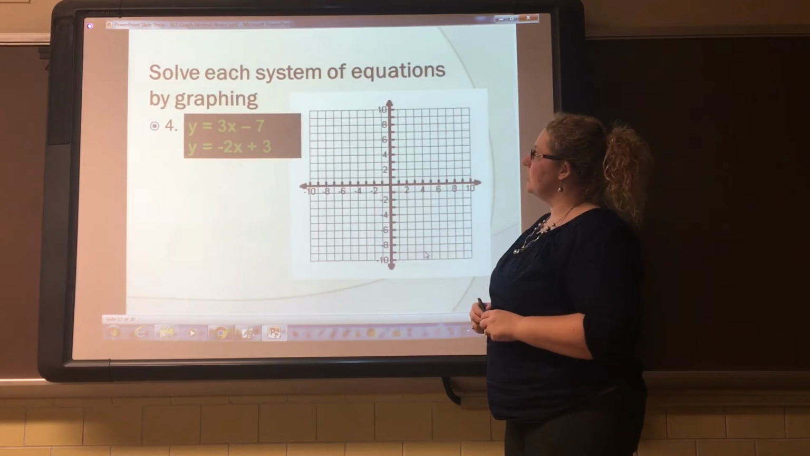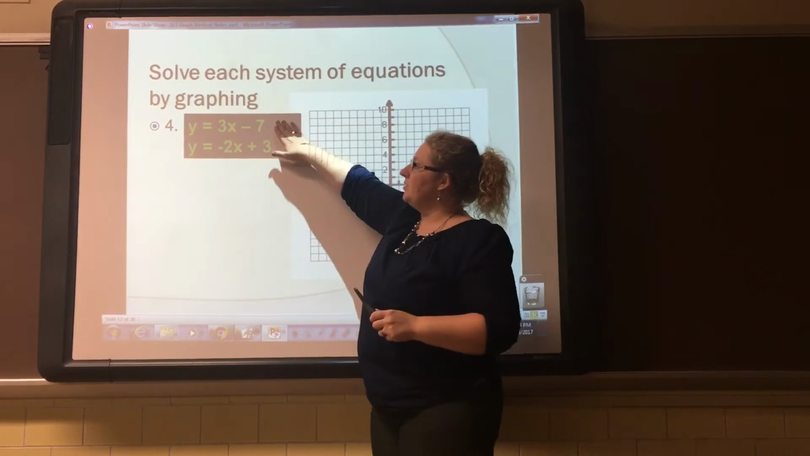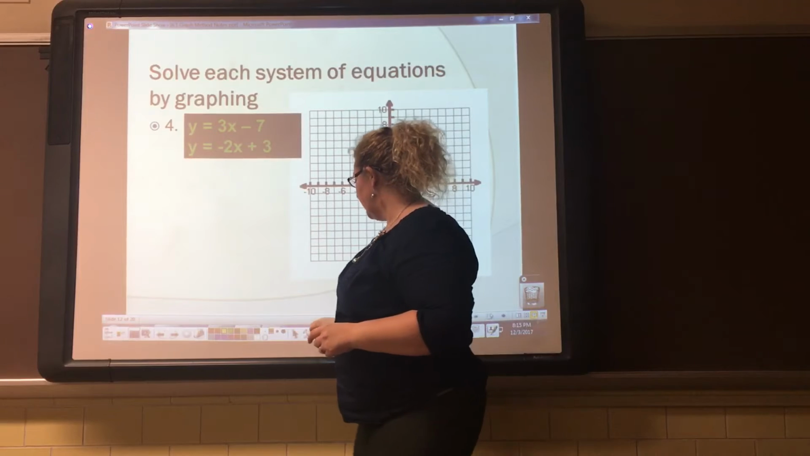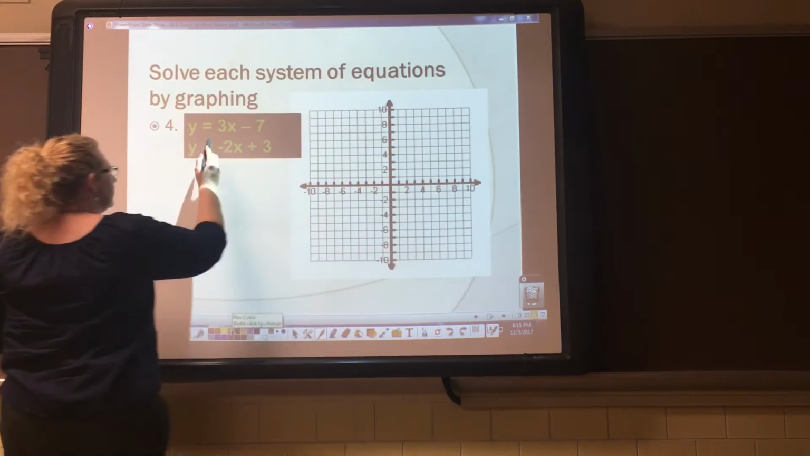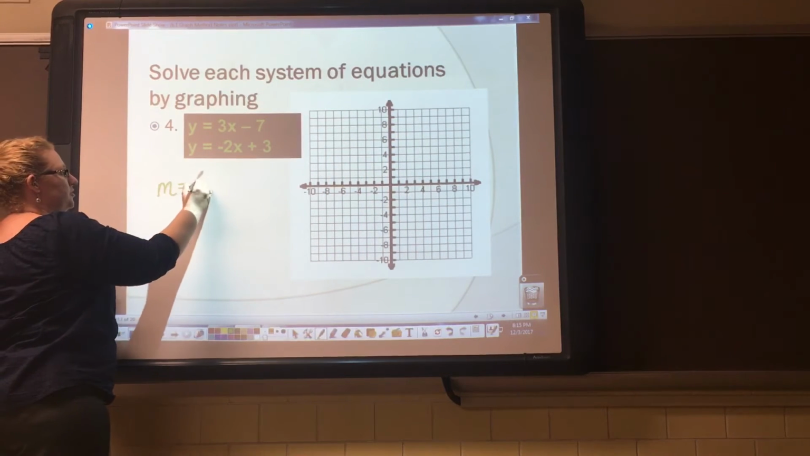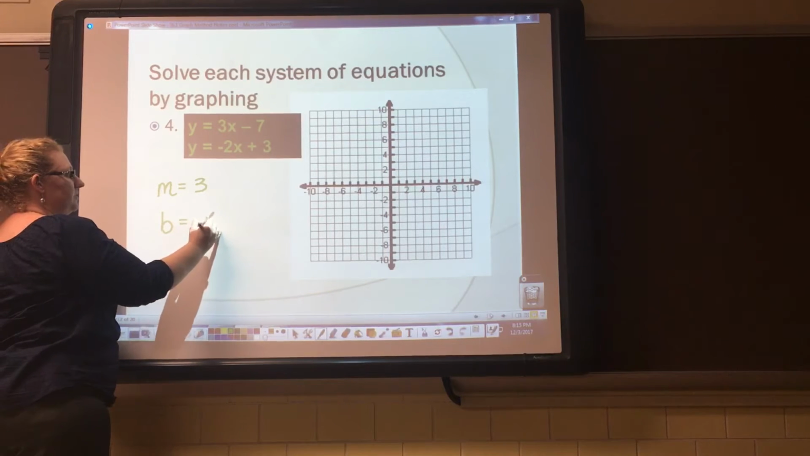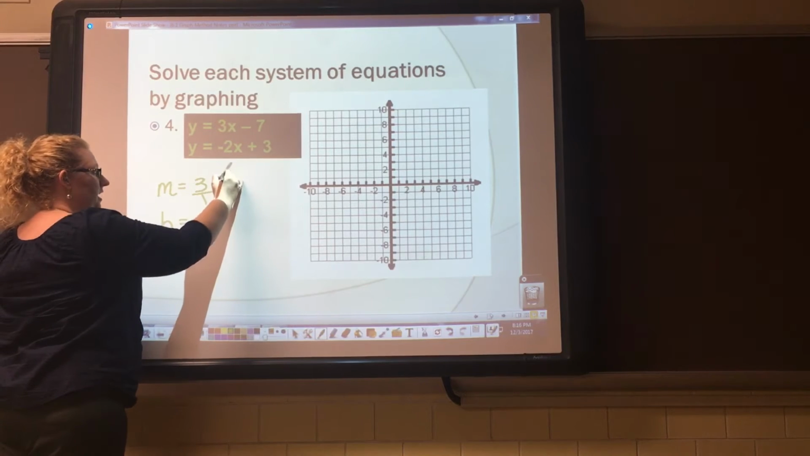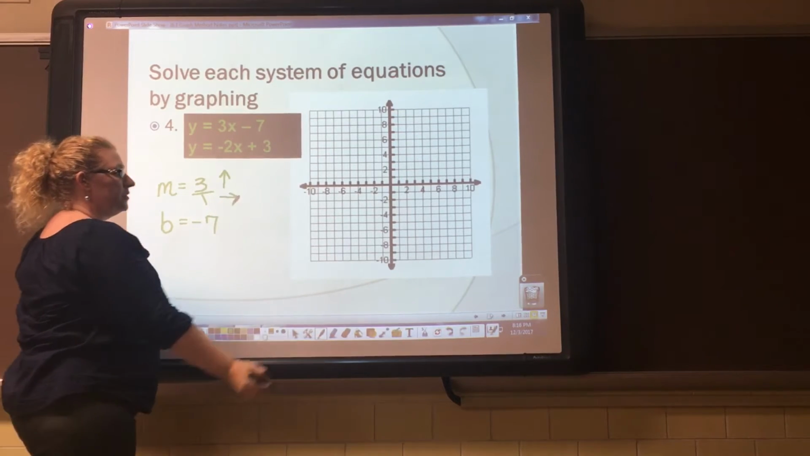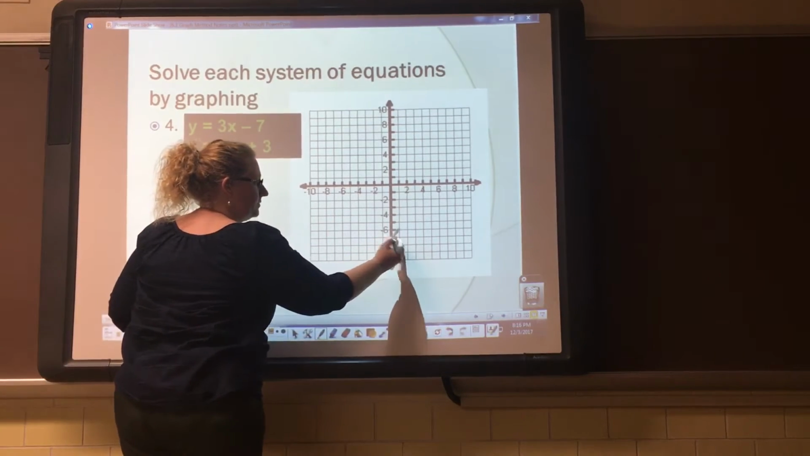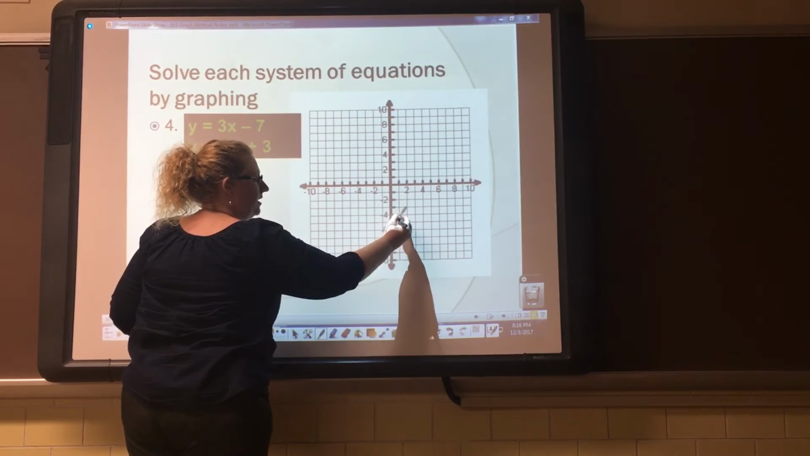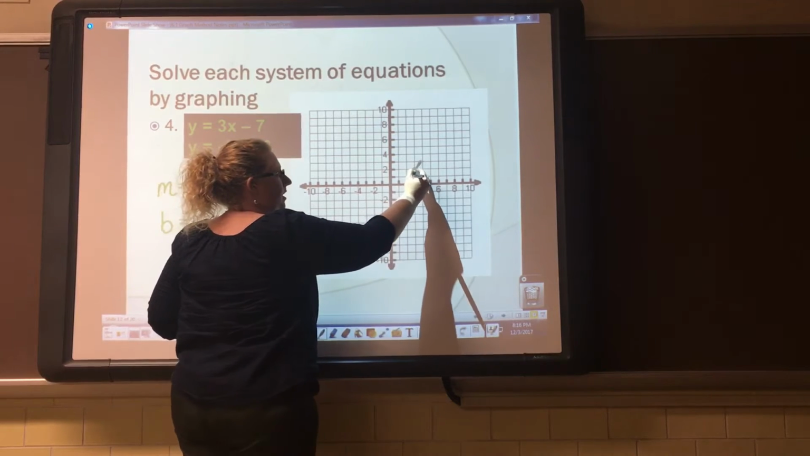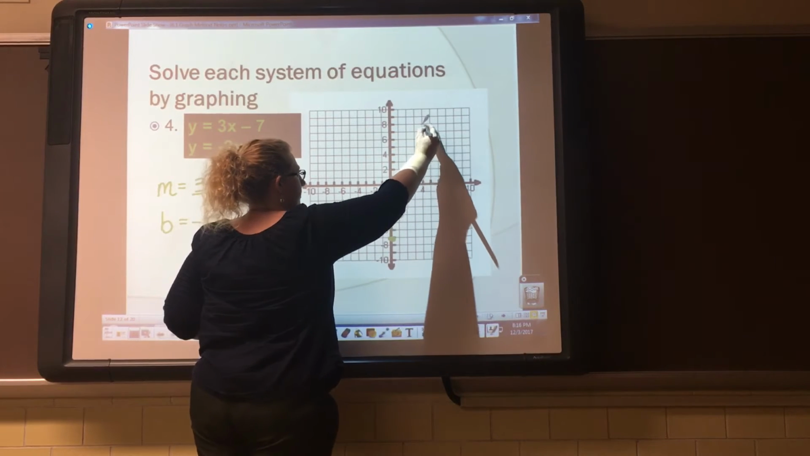All right, so let's go ahead and start with our first one. You'll notice that both of these equations given are in slope-intercept form. So we're going to identify the slope and the y-intercept. So for the first one, we have m equals 3 and b equals -7. And as we know, putting our slope in fraction form will help us because it will allow us to have our rise and our run. So we're going to go down here to b equals -7, and we're going to go up 3 over 1. And I would like for you guys to do this several times. So we're going to continue going up 3 over 1.